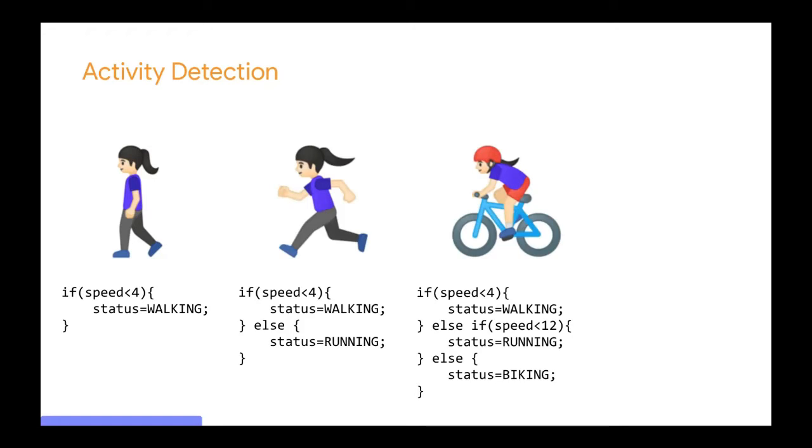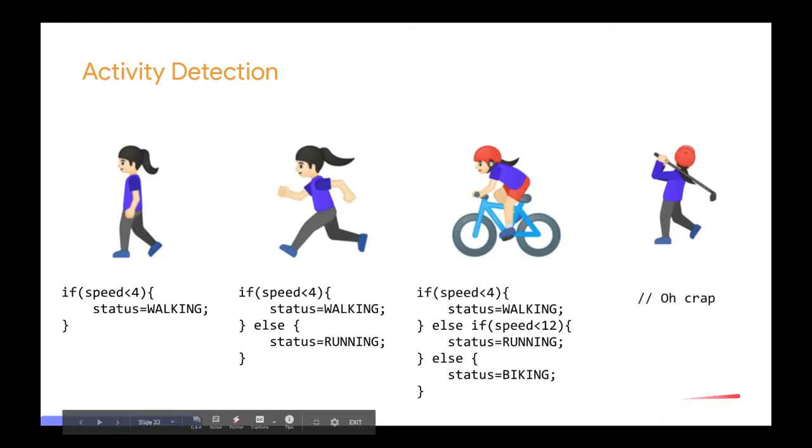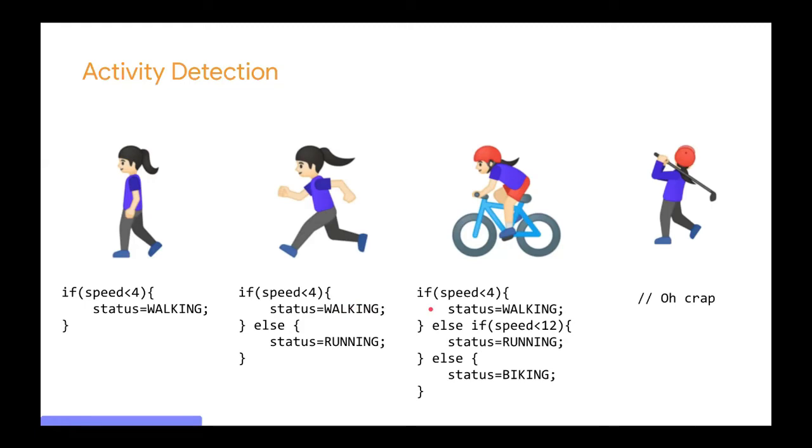So these are activities that you can write some code to try and figure out. One activity that's a little bit more difficult is golfing. So what do you do here? Because you're not moving at any particular speed. You could be moving at 0 miles an hour, which means you're standing still. You can be moving at 2 miles an hour, which means you're walking to the next hole. You're not doing any of these things. But I can't really use speed to determine whether I'm playing golf or not, right? So certain things are a little bit more difficult to do.